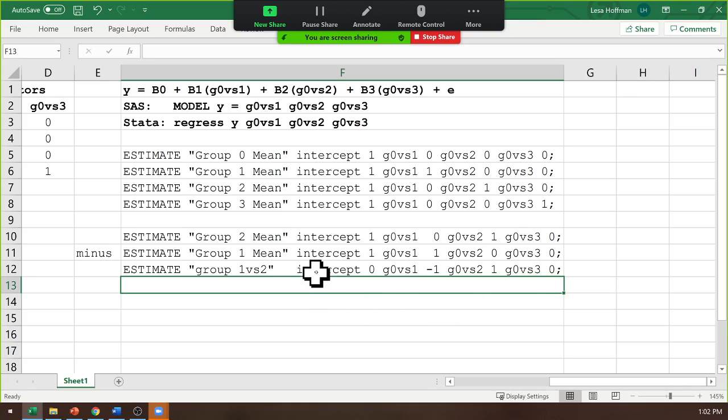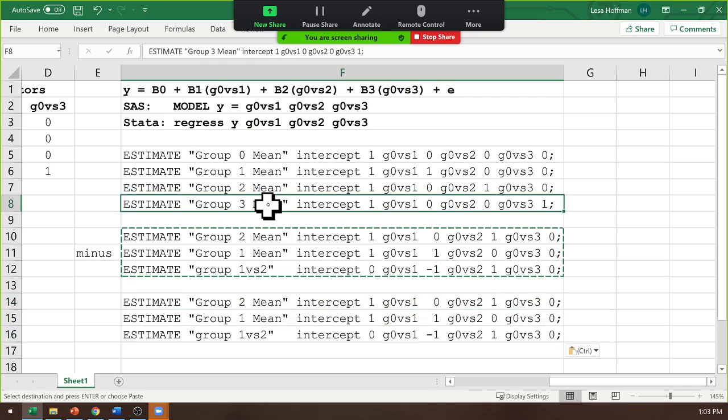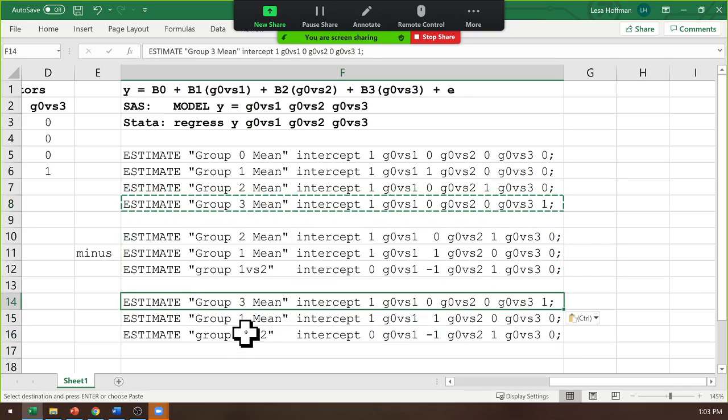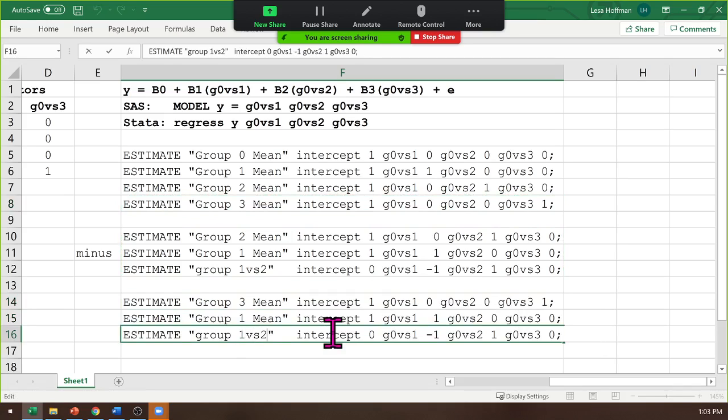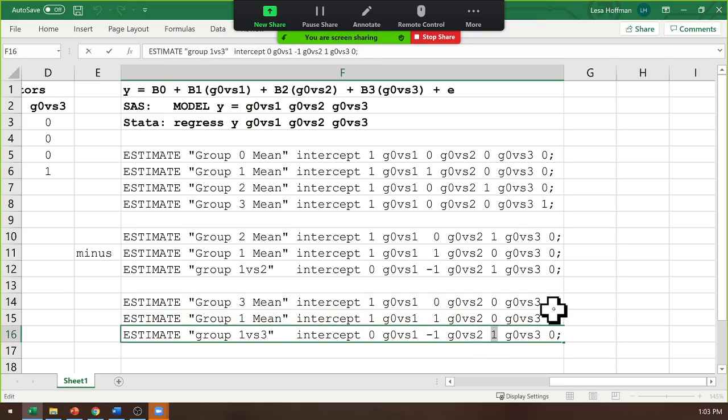Do you want to do 1 versus 3? Do another one? Yeah, we'll do one more. Let me make a new line here. I'm going to swap out 3 versus 1. Okay, so 1 minus 1 is still 0. 0 minus 1 is still minus 1. 0 minus 0 goes to 0. And 1 minus 0 goes to 1.